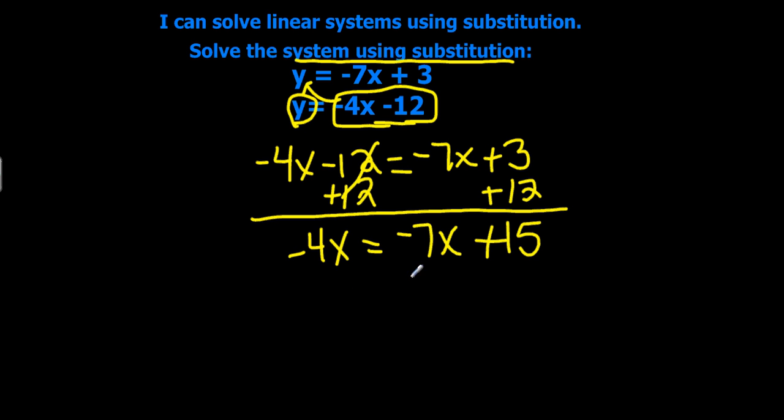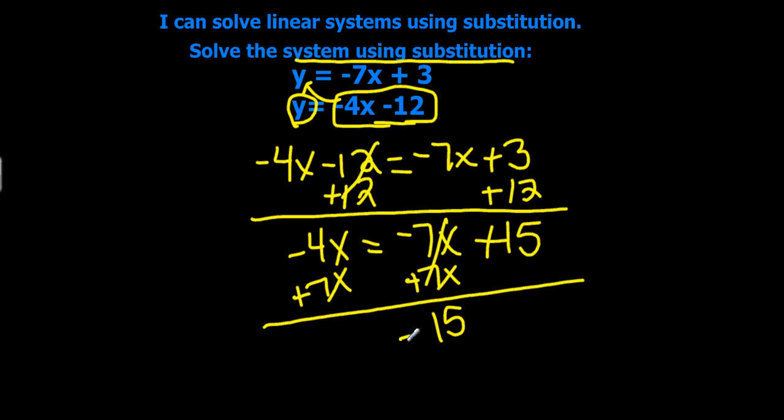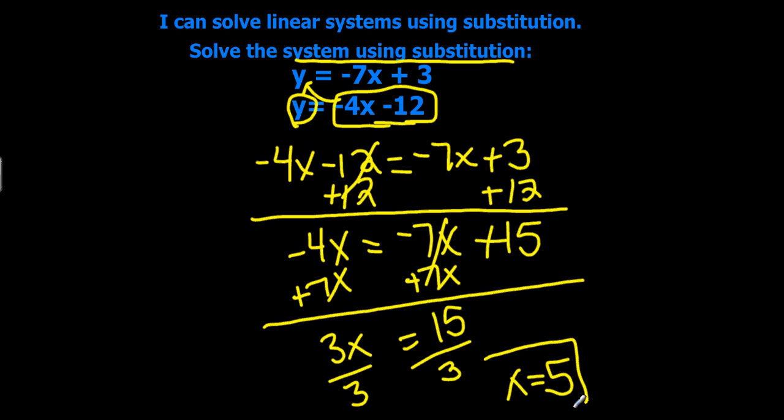Next, I'm going to add 7x to both sides. These cancel and negative 4x plus 7x will give me 3x. And then if I divide by 3 on both sides, I have now found that in this system, x should be equal to 15 divided by 3, which is 5. There's my first step. Now my next step is to fill in and see what y should equal.